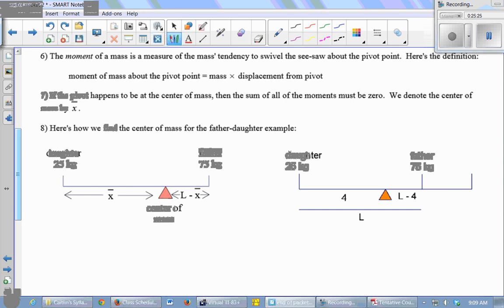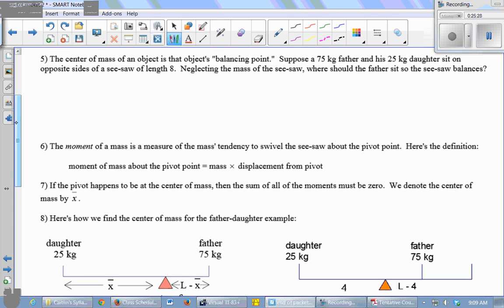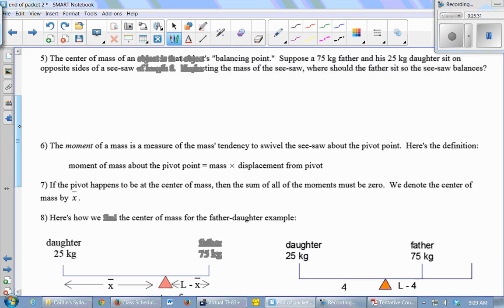We're going to talk about a seesaw. We're moving on to center of mass here. So now we've spent some time figuring out how to find the mass of an object. If you know something about its density and its length or area or volume, you can find its mass. And now we want to talk about where its center of mass is. The center of mass of an object is that object's balancing point. So if you have a 75 kilogram father and a 25 kilogram daughter sitting on opposite ends of a seesaw that has length 8, if you neglect the mass of the seesaw, where should the father sit so that the seesaw balances?